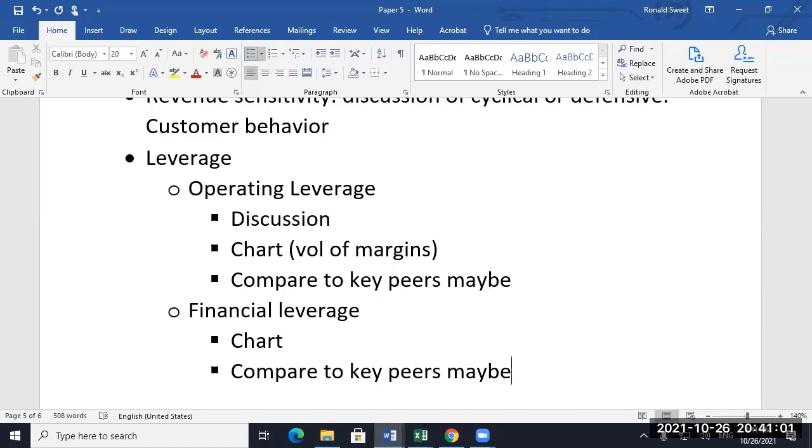Now, I know there's a formula for how you adjust beta for leverage. You don't need to use that formula. I mean, if you want to, you can, but it's not required. All right.